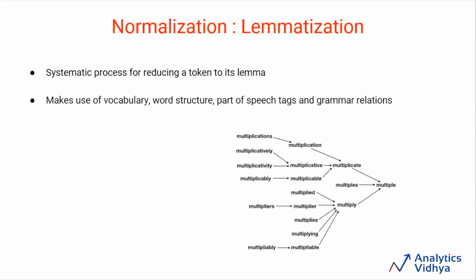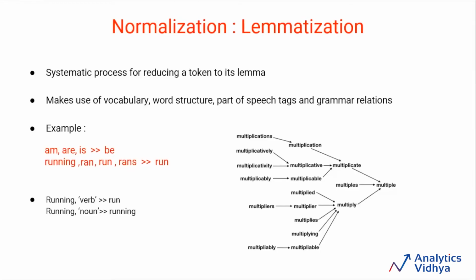Lemmatization, on the other hand, is a systematic step-by-step process for removing inflectional forms of a word. It makes use of vocabulary, word structure, part of speech tags, and grammar relations. The output of lemmatization is the root word called lemma. For example, am, are, is will be converted to be; running, ran, run, runs will be converted to run. Also, since it is a systematic process, while performing lemmatization, one can specify the part of speech tag for the desired term, and lemmatization will only be performed if the given word has the proper part of speech tag. For example, if we try to lemmatize the word running as a verb, it will be converted to run, but if we try to lemmatize the same word running as a noun, it won't be converted.